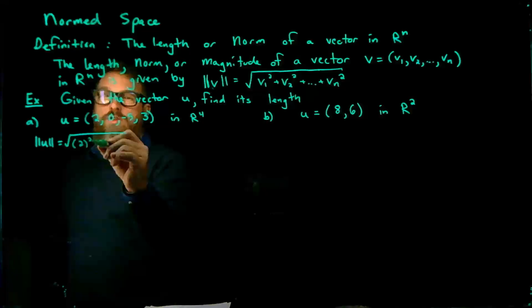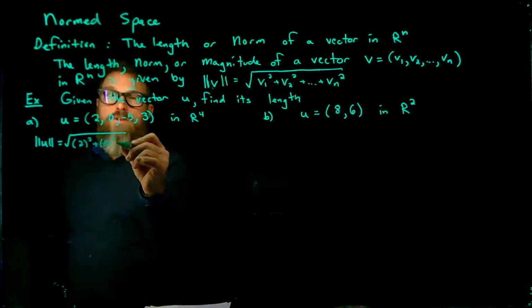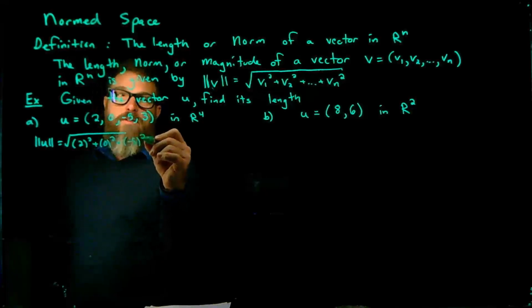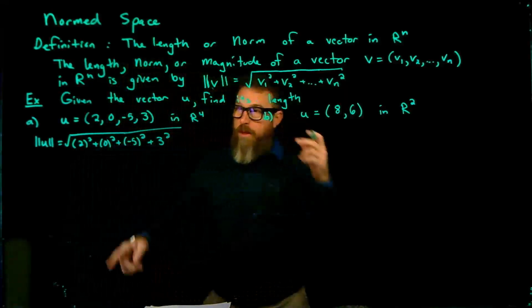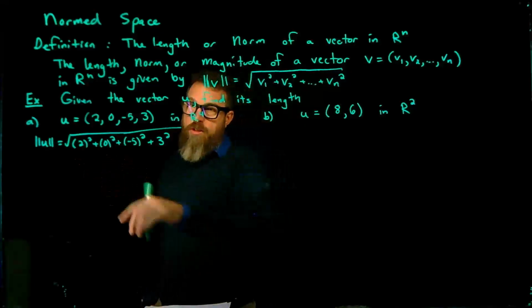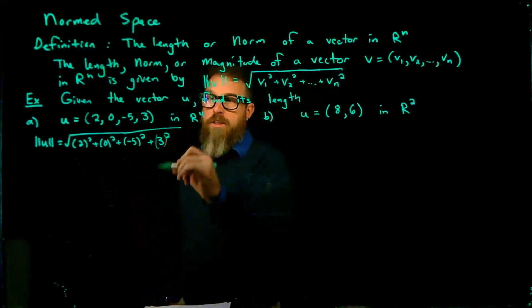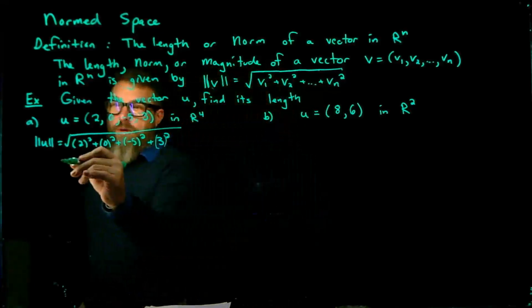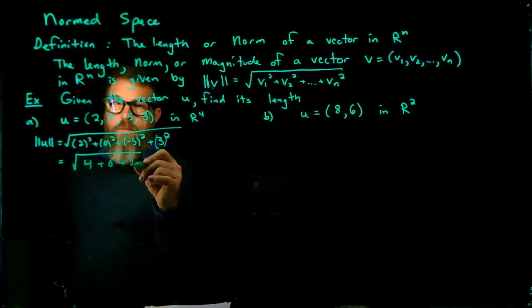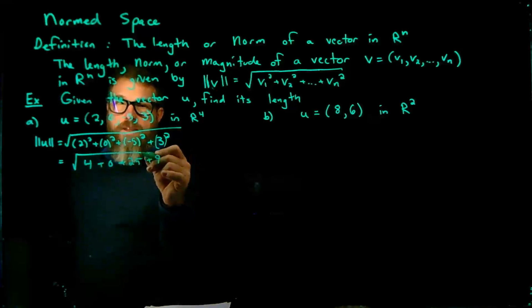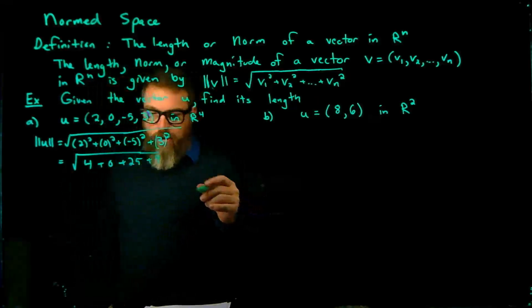So 2 squared plus 0 squared, these parentheses are quite redundant when they're not negative, plus, what I mean by that is just 3 squared. I could drop the parentheses on these two because it's positive, but just to stay consistent, I guess I'll put parentheses around that. Okay, so then this is going to be 2 times 2 are 4, plus 0, plus 25, plus 9. So what we get is the square root of 38.